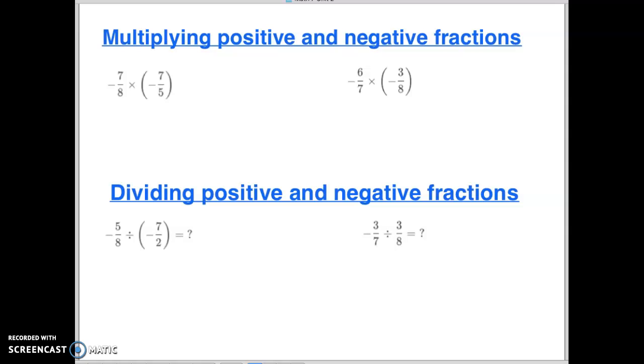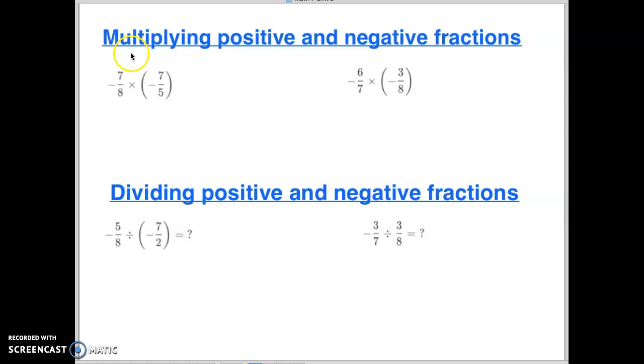Hey, there's sometimes when you get a tough con, and there's sometimes when you get a pretty easy con. We have two cons today, which I believe are pretty easy, that you can get through pretty quickly. First one, multiplying positive and negative fractions. So here's what we've got.